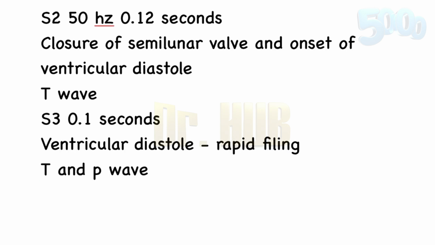So S1 occurred in the later half of the R wave, S2 occurred in the later half of the T wave, then S3 is between the T and the P wave.